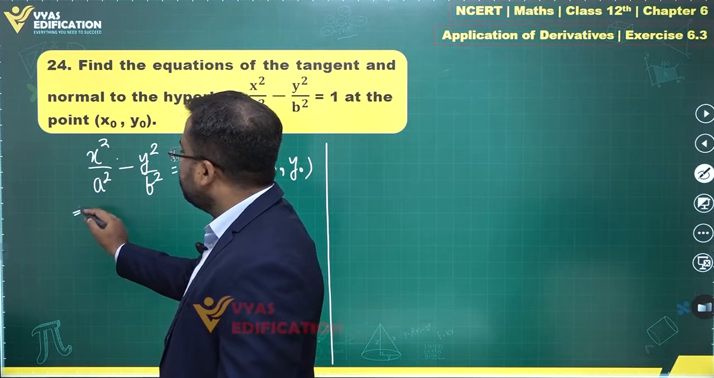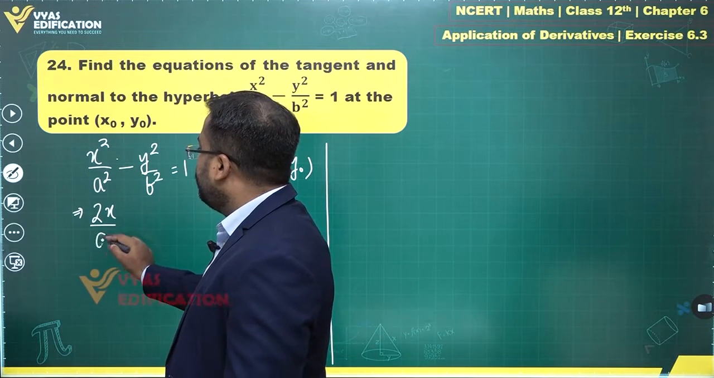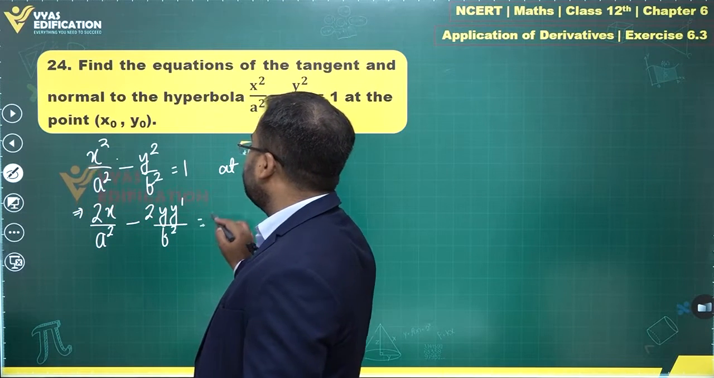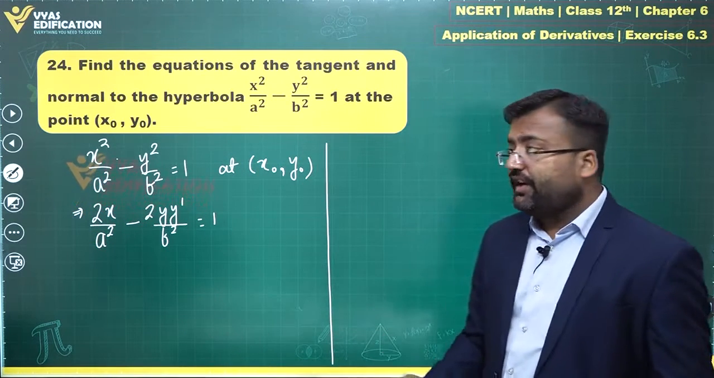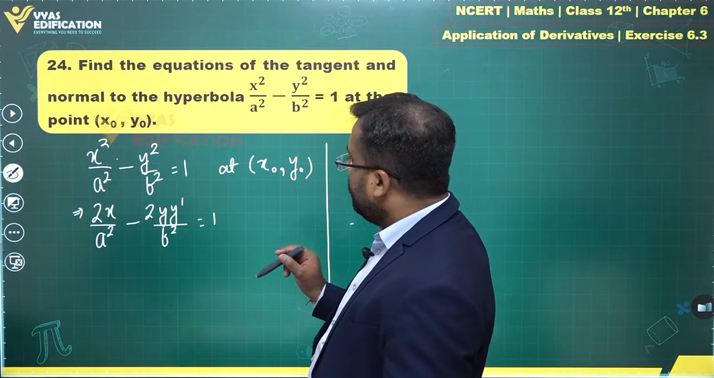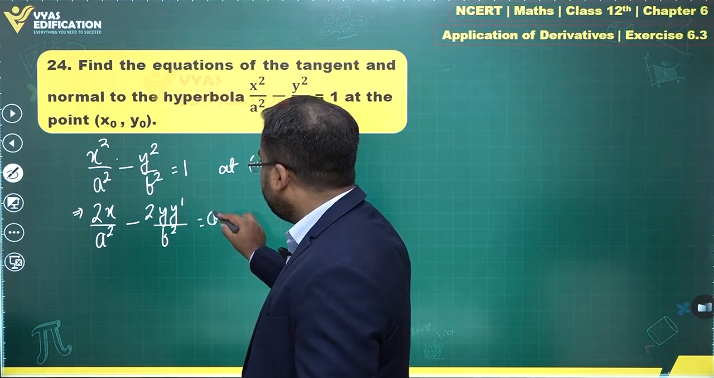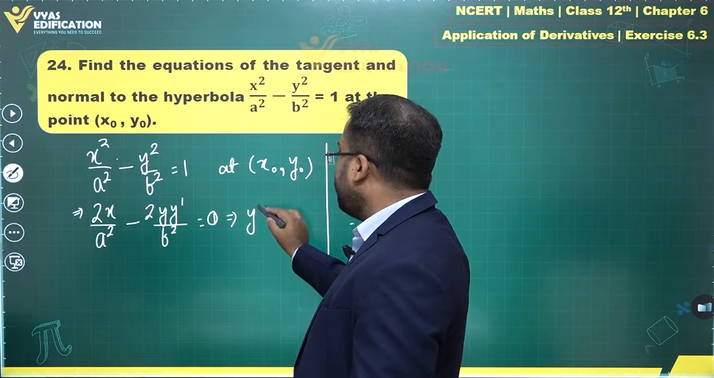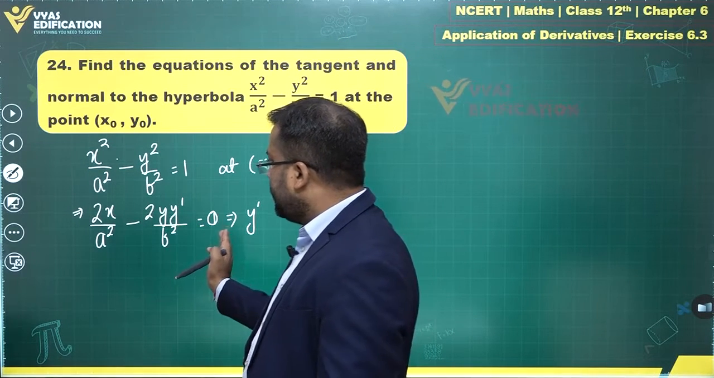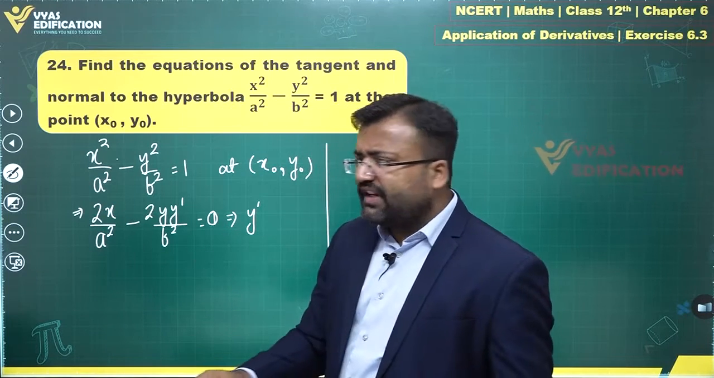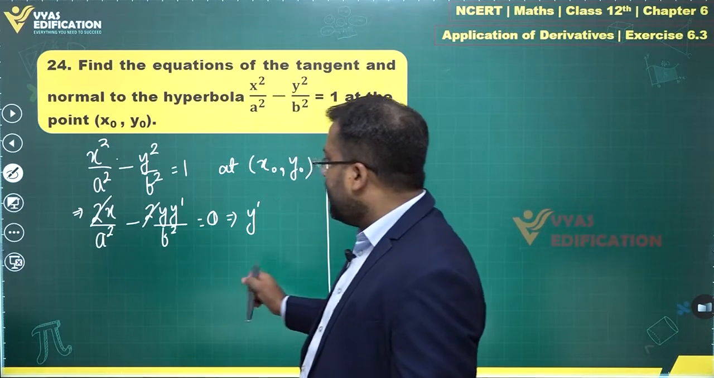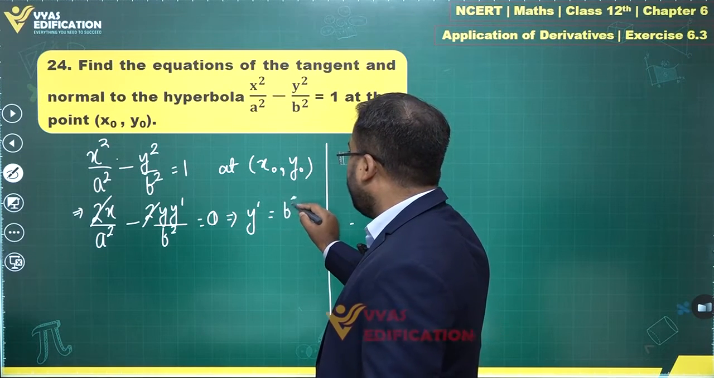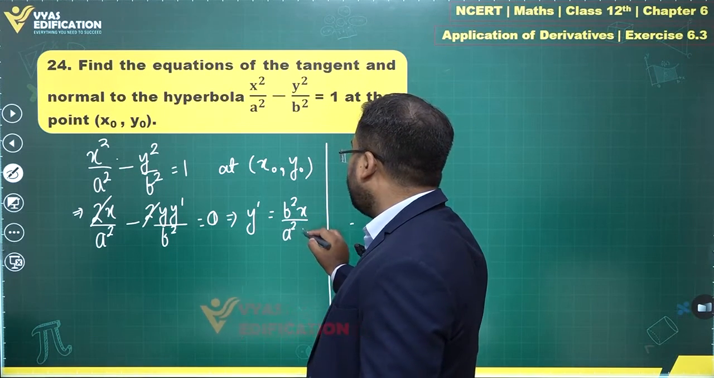So let's differentiate. This gives me, differentiating with respect to x, 2x over a square minus 2y, y prime over b square is equal to 0. This is what we are interested in, right? So from here, what I'll observe is y prime is equal to what? This will come on the right hand side, this will remain on the left hand side. 2's will get cancelled, that's what you can observe. And b square x upon a square y is what I'll get. B square x over a square y.